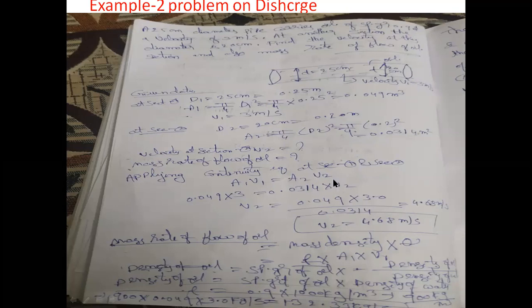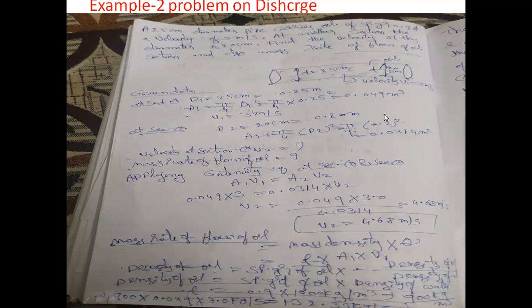Now we find the value of V2, the velocity at section 2. How much velocity is the oil flowing at section 2? V2 equal to A1 V1 by A2. A1 V1 value is 0.049 into 3, divided by 0.0314. Finally, by dividing these two terms, we get the velocity at section 2, V2 equal to 4.68 meter per second.